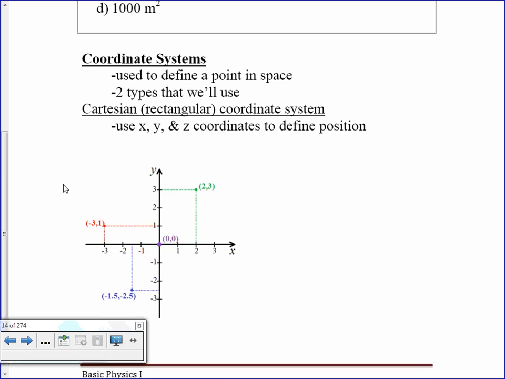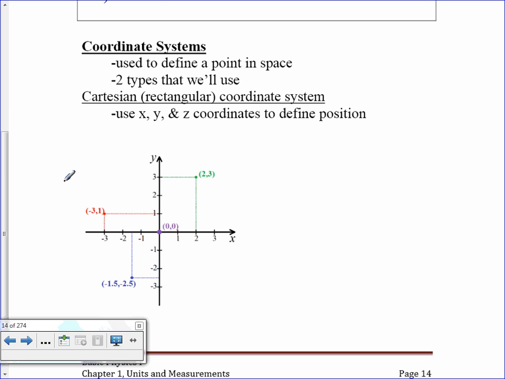All right, let's look at coordinate systems. We're going to use coordinate systems a lot in this class, especially in the first half of the class. Coordinate systems are used to define a point in space, and there are two types that we'll use. Primarily, we'll use the Cartesian coordinate system or the rectangular coordinate system. This uses x, y, and z coordinates. We measure along the x-axis. Say, for example, here I have coordinates of 2, 3. That means I move along the x-axis 2 units and move up the y-axis 3 units. I can add a third dimension, z, which is either into or out of the page. And in that way, I can define my coordinates.